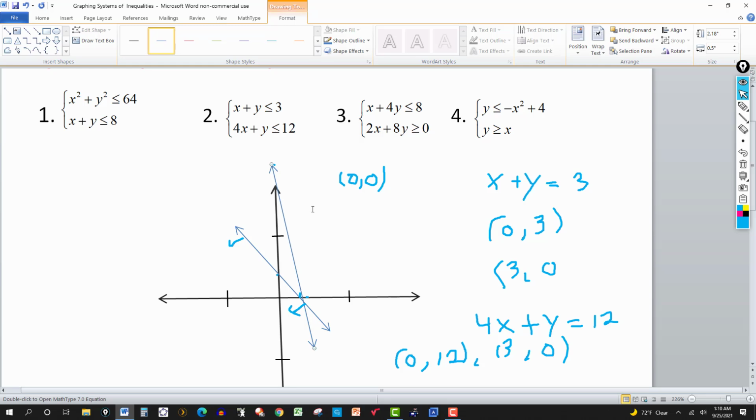Now for this one, again, I would pick a test point. Again, I'm going to use 0, 0. So if I put a 0 there where the x is, 0 where the y is, that would give just 0 less than or equal to 12. So that would be true. So for this one, again, I'm shading everything on this side of the line. So I just draw the arrows.